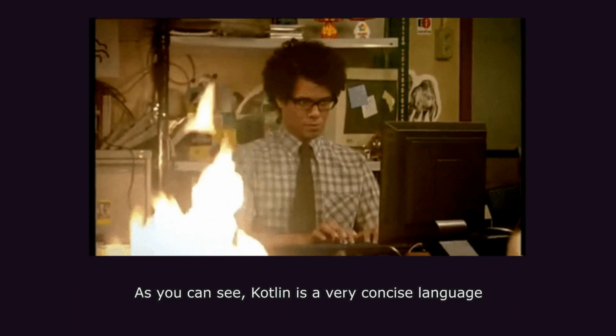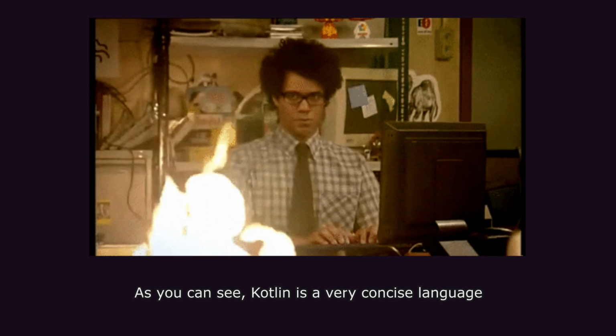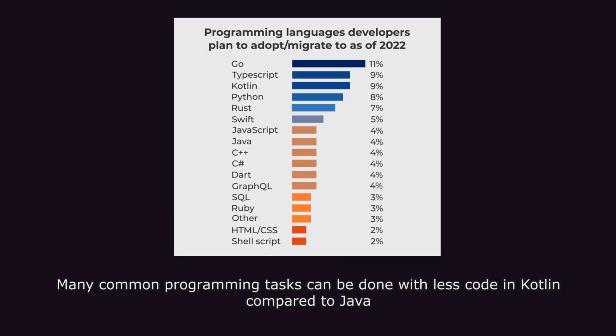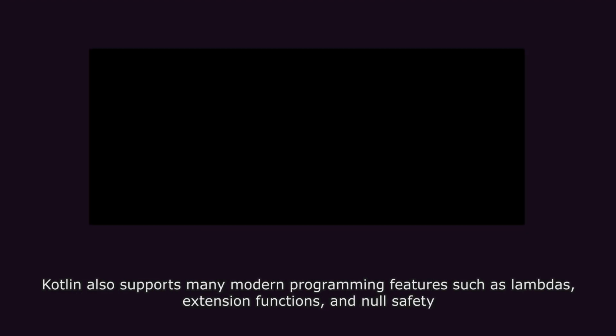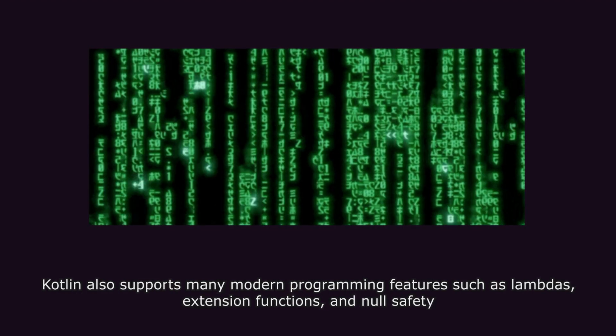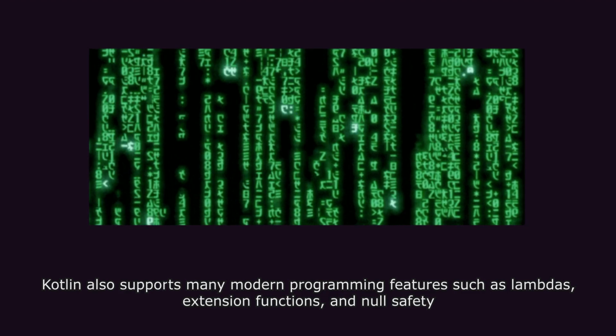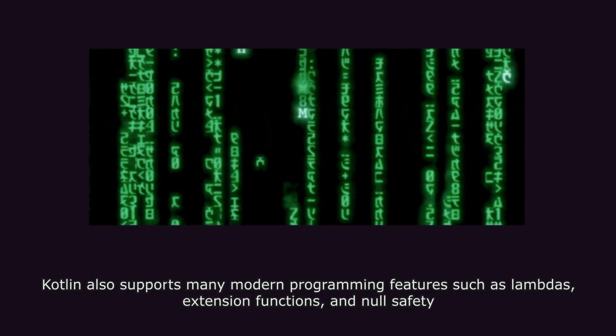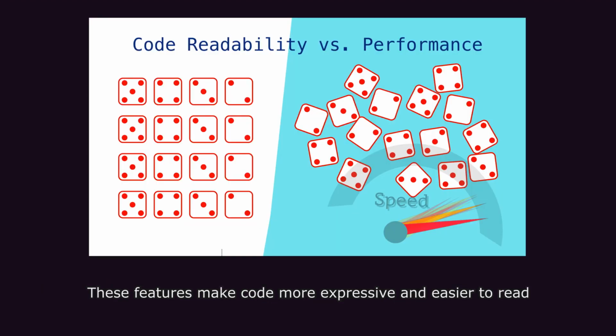As you can see, Kotlin is a very concise language. Many common programming tasks can be done with less code in Kotlin compared to Java. Kotlin also supports many modern programming features such as lambdas, extension functions, and null safety. These features make code more expressive and easier to read.